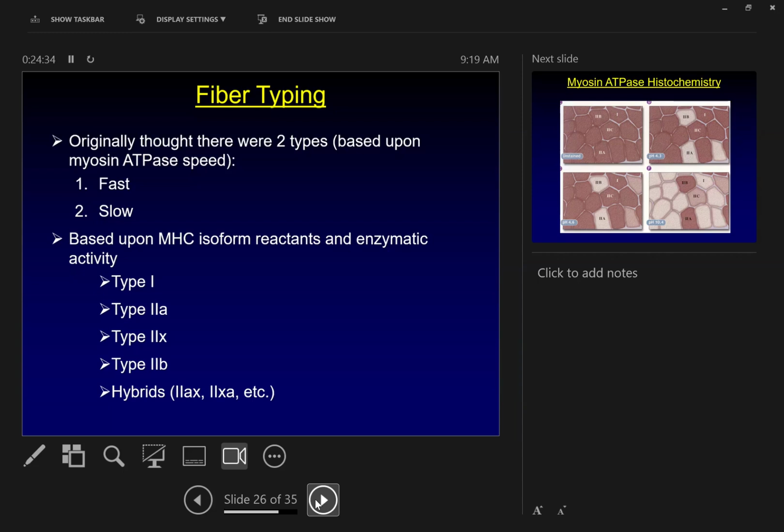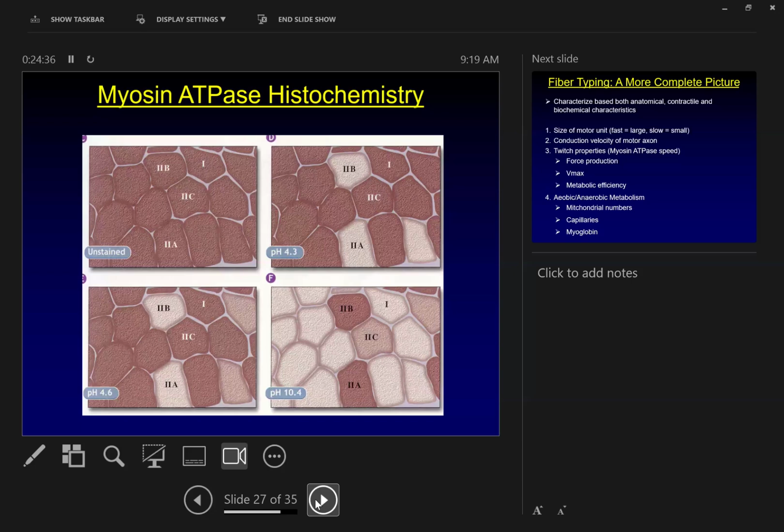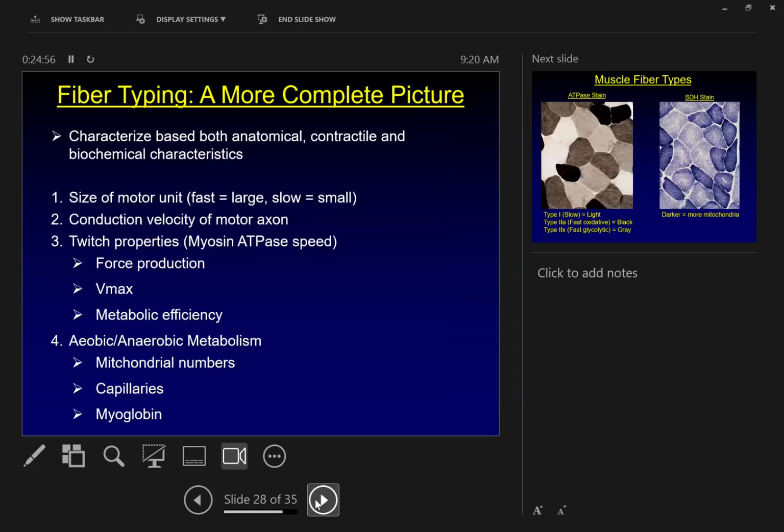Here's a picture of, in some ways, what the histochemistry used to be. You're not responsible for this, you don't have to know it, but note that we're bathing fibers in an acidic pH and in a basic pH, and different ones will turn different colors. That's how we know what we're looking at.